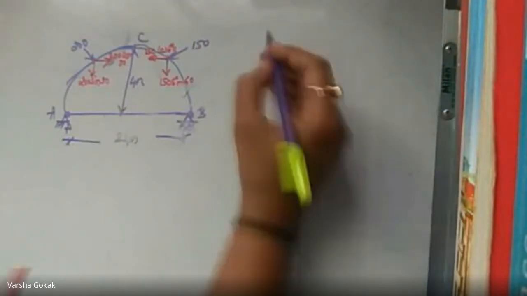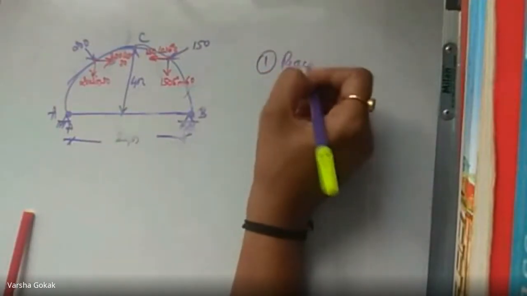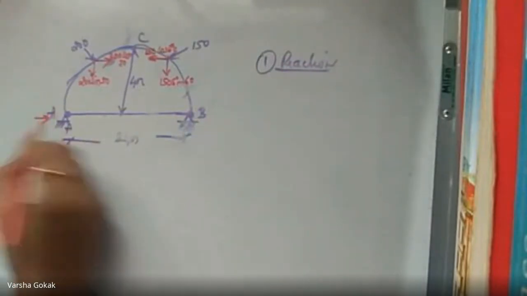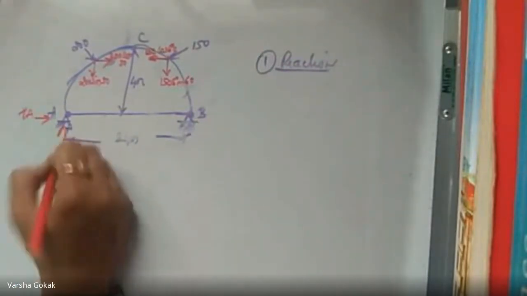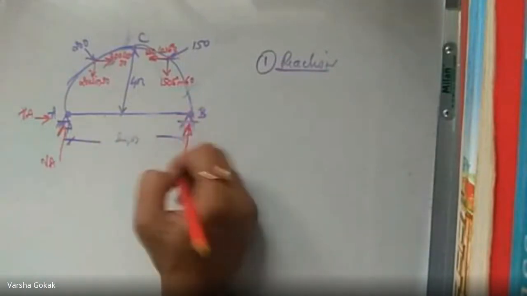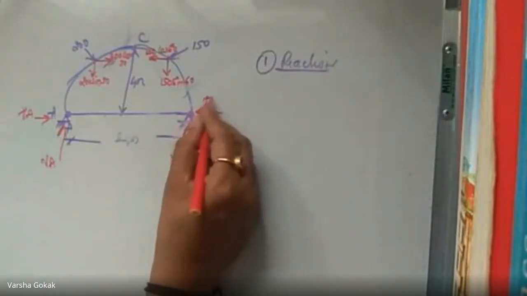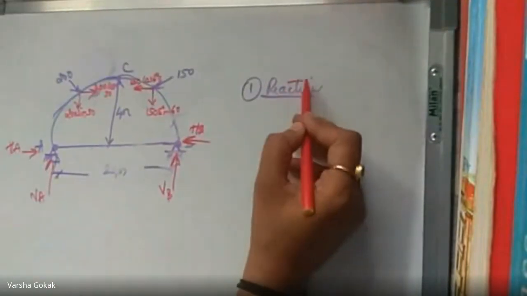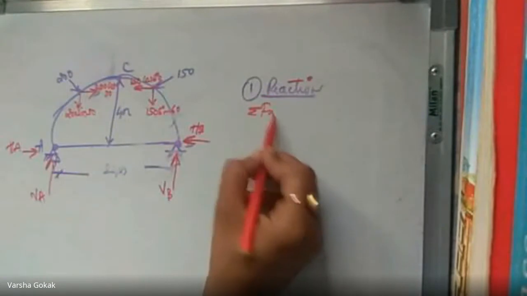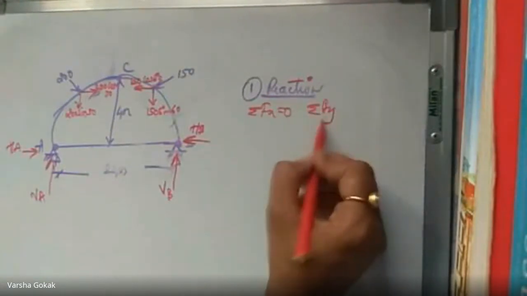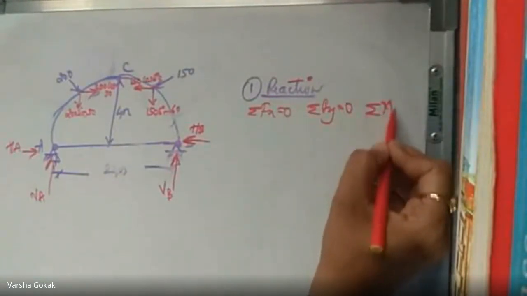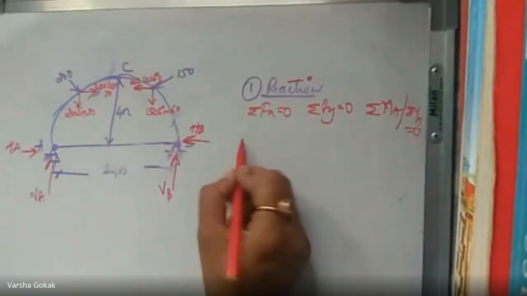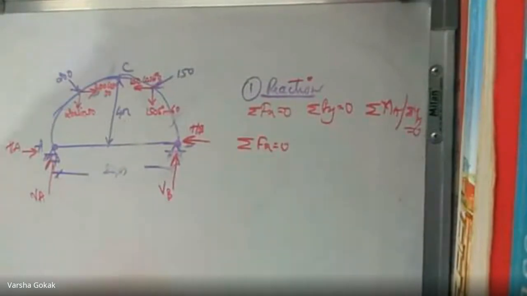So first step, I have to find the reactions. When I'm finding the reactions, at support A, I'll have a horizontal HA and a vertical VA. At B, I'll have a vertical VB and a horizontal HB. Correct? So now when we are finding the reactions, I will be using summation f of x equal to 0, summation f of y equal to 0, and summation MA or summation MB equal to 0. Right? So let us start with summation f of x equal to 0.